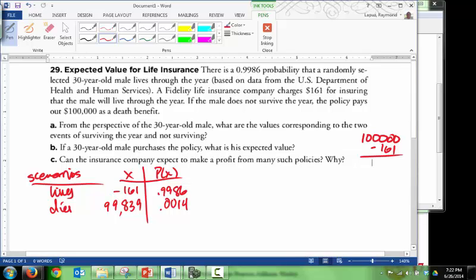All right, now let's see if we can address the other questions here. If a 30-year-old male purchases a policy, what is his expected value? Expected value. That's just the mean, right? And I'll write down the formula just to let you know that for a case like this, where there are only two scenarios, it's easy enough to think about using the formula because it's easy enough math that it won't be that big of a deal. So I think it's the sum of x times p of x, right?